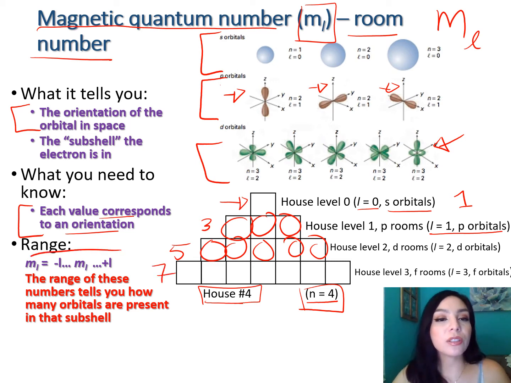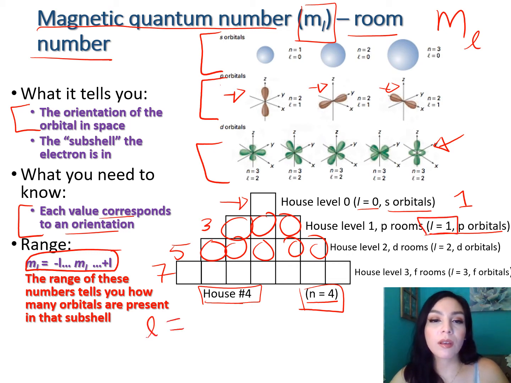So the range is between negative l to positive l. Now, let me explain what this means. So let's say we're looking at l equals 1, right? And we want to figure out how many orbitals, how many rooms there are within this level. So what the magnetic quantum numbers can be, the magnetic quantum numbers that are within l equals 1, you will start off at negative l. l is 1, so negative 1. You go 0, and then you keep going until you get to positive l.